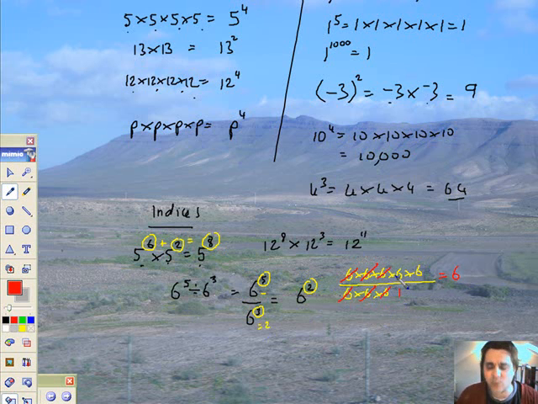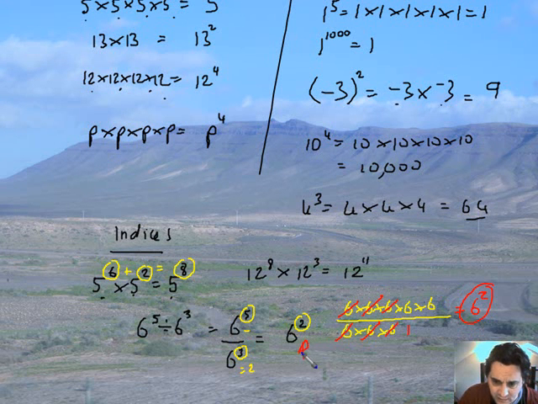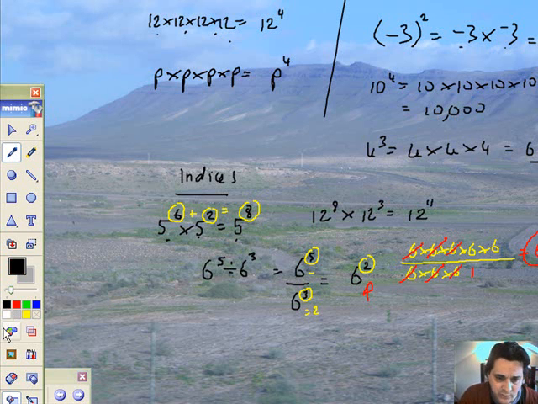Okay, so 6 over 6 is 1. I'm left with 6 times 6, which is 6 to the power of 2. Let's make it look like a proper little 2. And that, my friends, matches what I said over here. So that's the proof, and you never need to do that unless they say to you, explain why. And then you've got to show all that cancelling down.